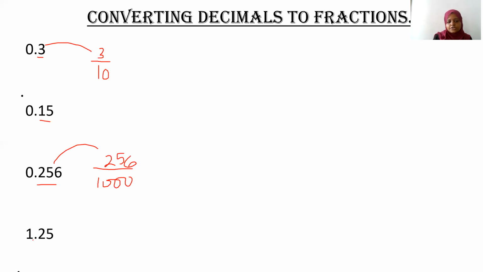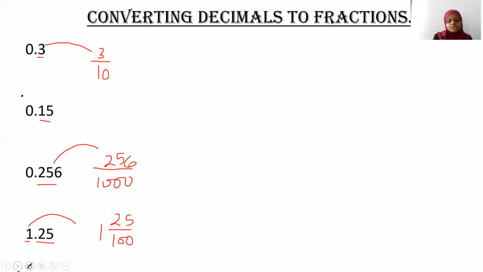Here, there's a small difference: before the decimal, you have a whole number. You don't have to panic. All you have to do is the same thing. After the decimal, how many numbers are there? Two numbers, which is 100. After the decimal, what other numbers are there? 2 and 5. And this number 1, which is before the decimal, comes as a whole number in front.